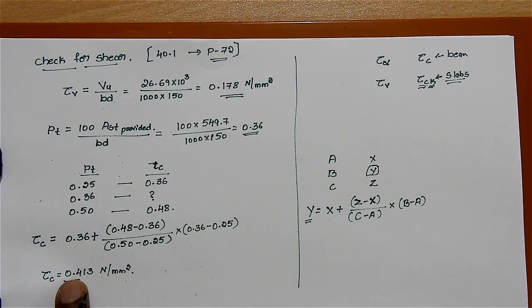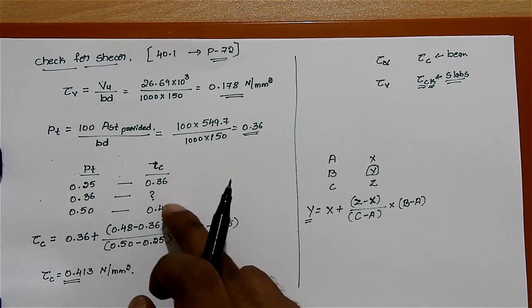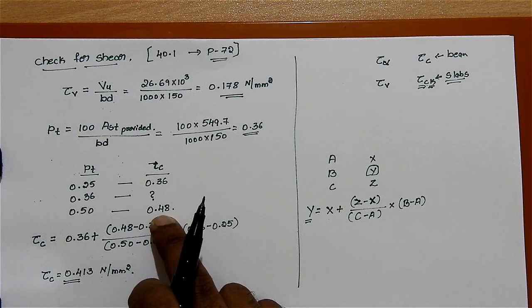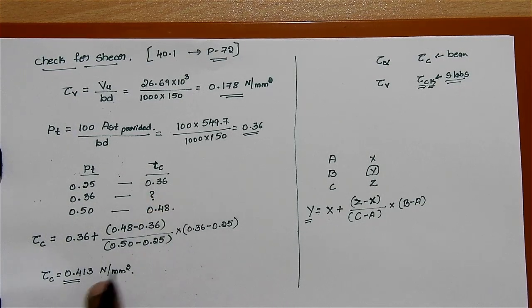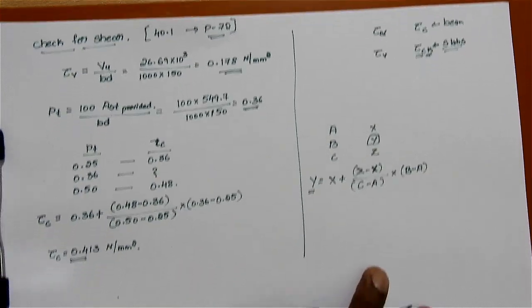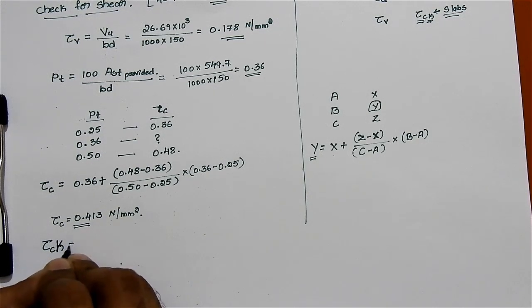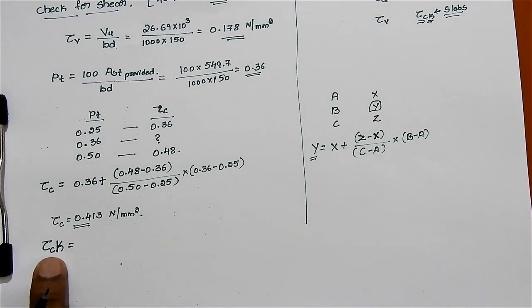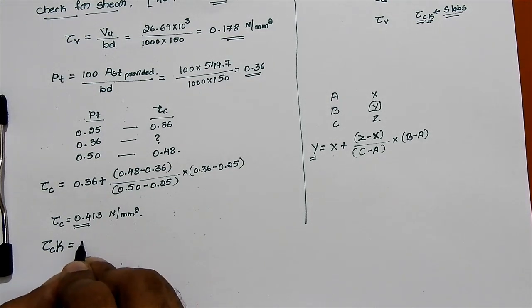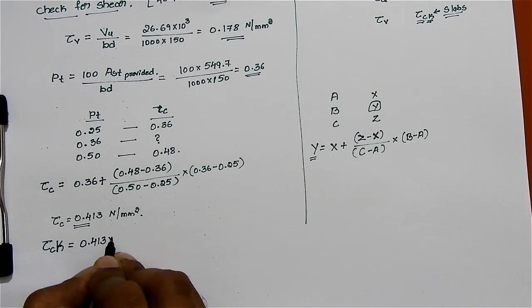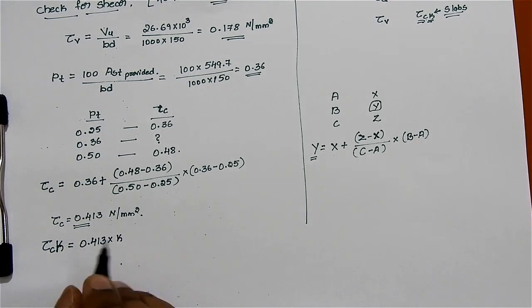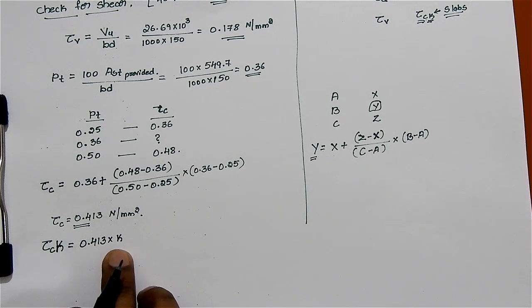Is our obtained value right or wrong? It should be in between these two values. 0.41 is less than 0.48 and more than 0.36. Therefore it is correct, that means whatever value you got is correct. Now we need to find tau c k, only for slabs. For other elements like beams, you have to use only tau c. Now, tau c k: tau c is 0.413 into the k value. Where will we get the value of k?